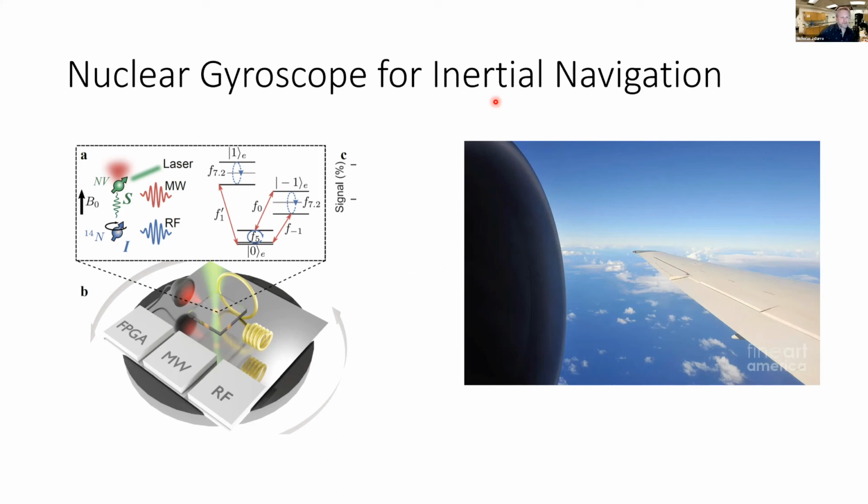What people have done is a really cool experiment where they create an entanglement between the electron spin of the NV and a nearby nuclear spin. It's an entangled spin state with coupling between the nuclear spin and the NV spin, and if the system were to rotate for whatever reason, you can measure that accumulated phase very precisely. This is something that, for example, the military is very excited about.